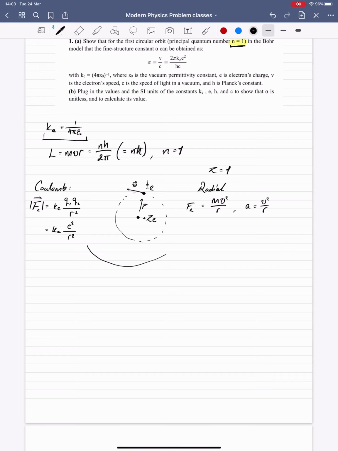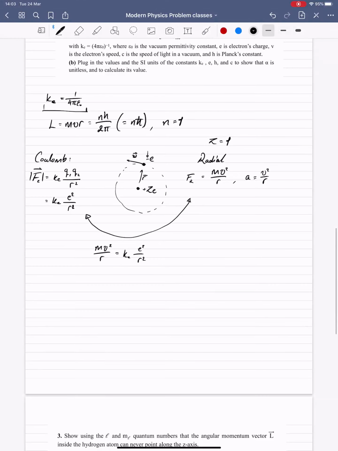Now, since this is a stable orbit, we need to equate these two opposing forces together, because otherwise if we have a net force, it's not stable, and we don't get a stable orbit. It's as simple as that. So we get mv squared divided by r is equal to ke e squared divided by r squared.